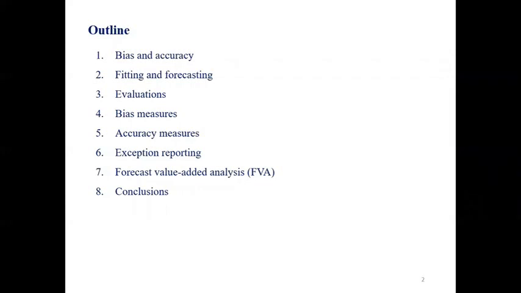After, I will talk about fitting and forecasting, and the difference between in-sample and out-of-sample periods. I will also talk about how to evaluate forecast accuracy, the two ways to do that, and then present the bias measures and the accuracy measures which are frequently used in forecasting software. At the end of the presentation, maybe I will tackle two interesting points that were discussed in the book: exception reporting and forecast value added analysis.